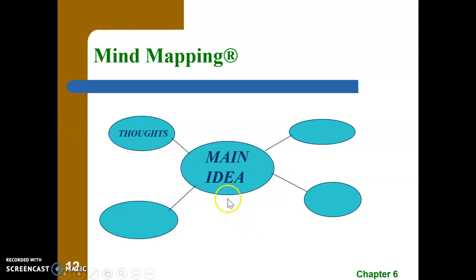Then from that, we're going to have thoughts that go off of that main idea. We're going to have subtopics that come off that main idea, supporting ideas, supporting information. So it's like we're drawing sections off of that main idea. And then maybe from here, we have our subtopic and we might draw other ideas that come off of that subtopic.